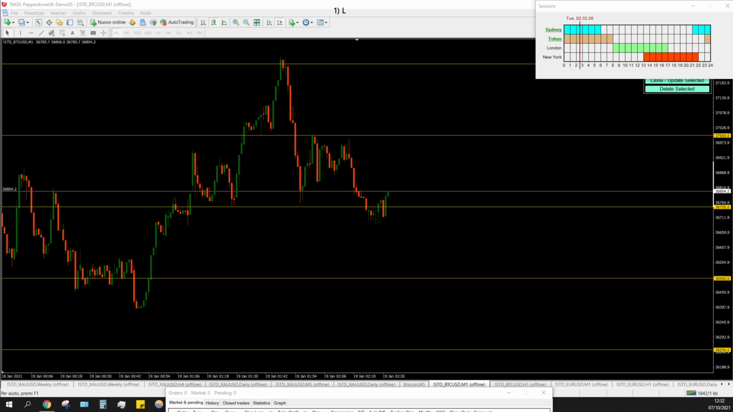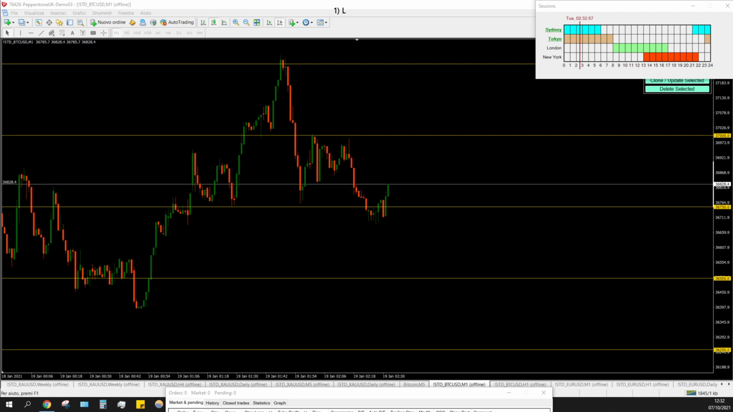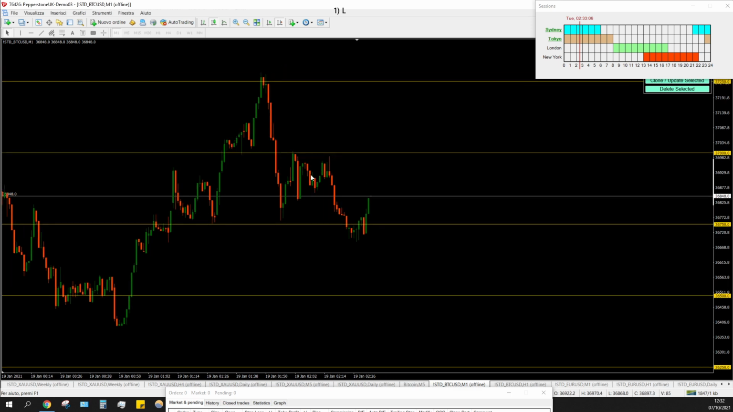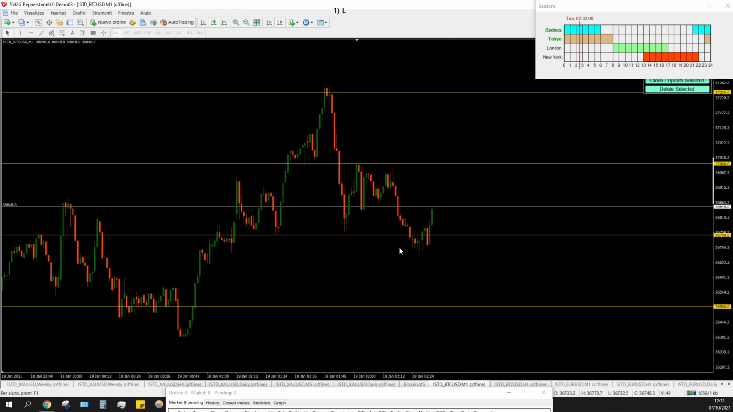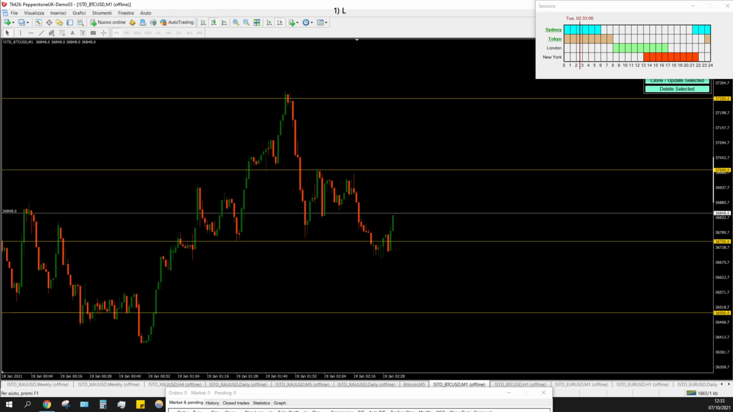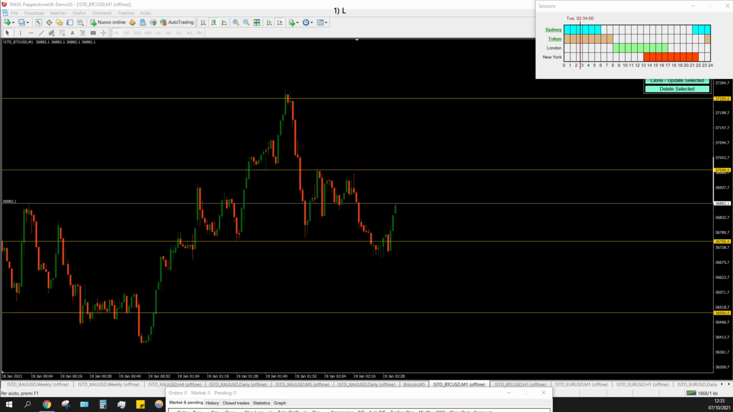No entries now. We're in a messy range. The overall bias is still bullish, but I need to see price trending in order to take entries. And it might be either bearish, a continuation of the rejection, or bullish.